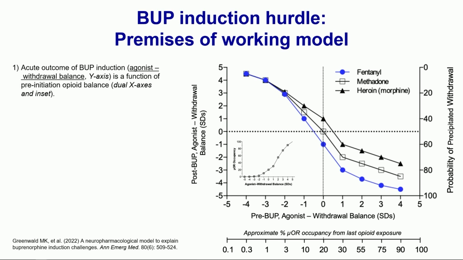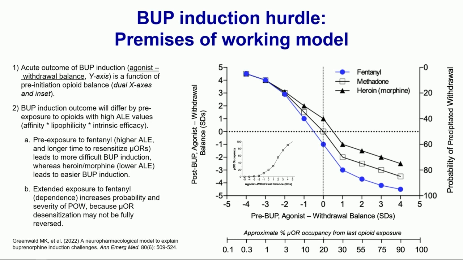So, buprenorphine, this graph also shows, by the way, there's another x-axis here, and that the symptomatic effects shown on the upper x-axis really correspond to the percentage of mu opioid receptors that are occupied at a given time, and the inset shows that that's actually a classic dose-response sigmoidal relationship. So, buprenorphine induction is going to also differ as a function of what opioid preceded it, okay?